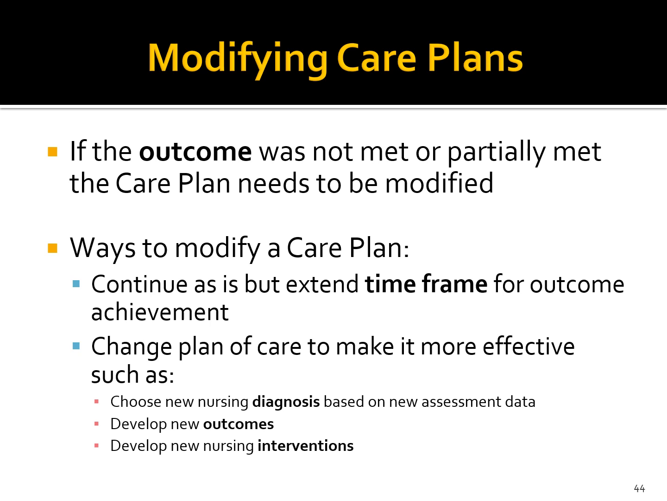Ways to modify a care plan: continue as is, but extend the time frame for outcome achievement. Or change the plan of care to make it more effective, such as choosing a new nursing diagnosis based on new assessment data, developing new outcomes, or developing new nursing interventions.